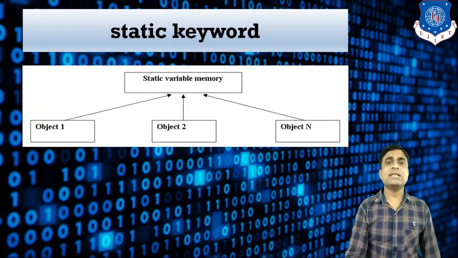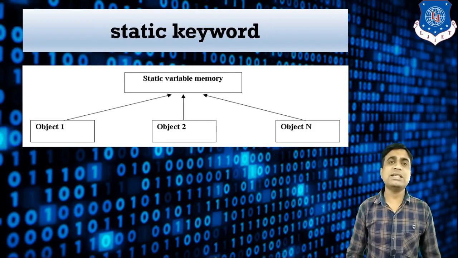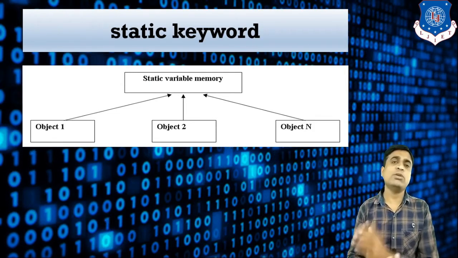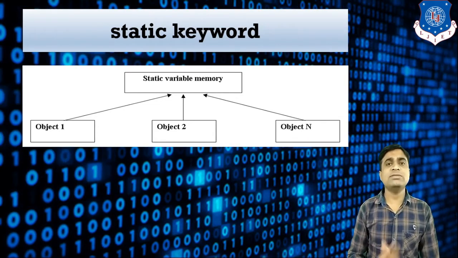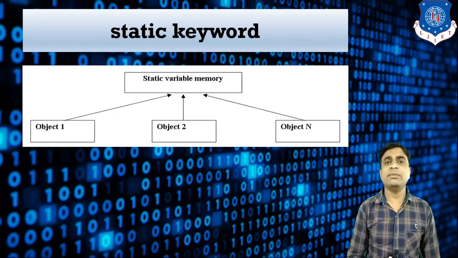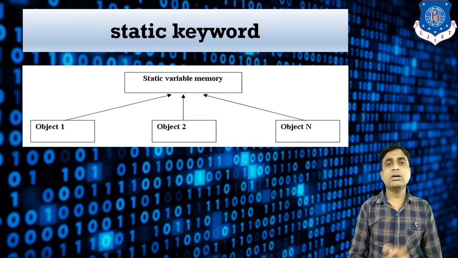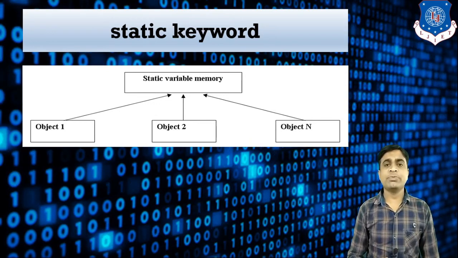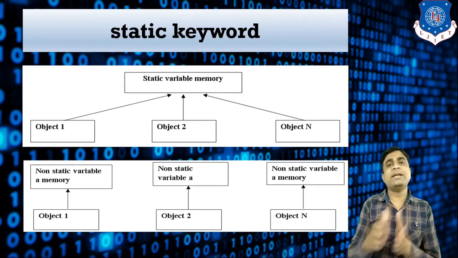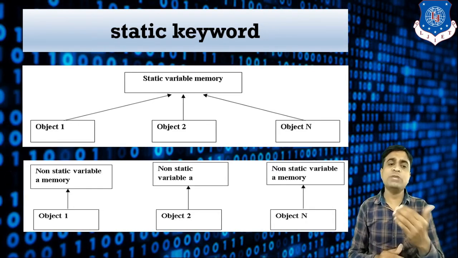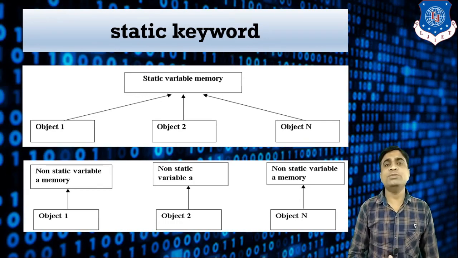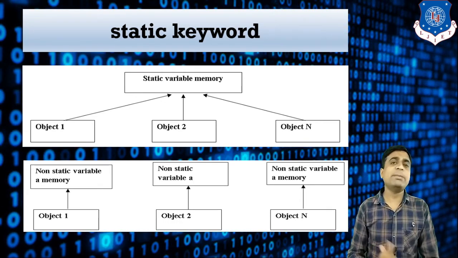This figure is an example of static variables. Here, object 1, object 2 and object n all have the same value of the static variable. If object 1 changes the value of the static variable, then object 2 will access the changed value. But a non-static variable has separate memory. If object 1 changes the value of the non-static variable, that is not reflected in object 2, because object 2 has a separate memory location.